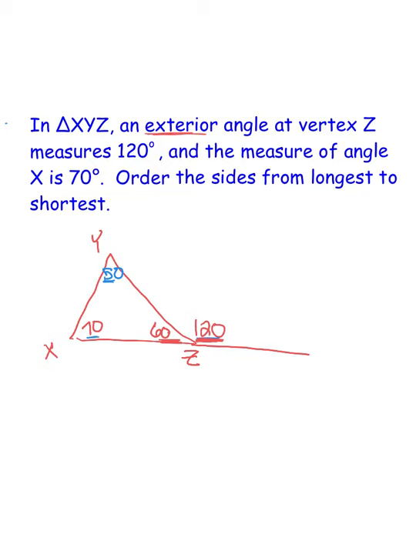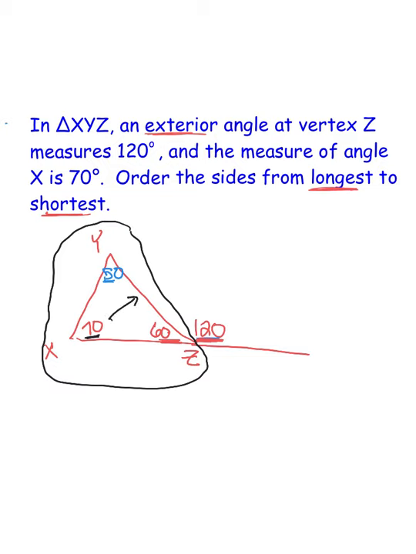Now it says order the sides from longest to shortest. So now what I want to do is just focus on the actual triangle. We don't really want to worry about that exterior angle now. So it says the longest side. In the triangle, find the biggest angle. Right here. Go across. That gives me YZ. That's the longest side.